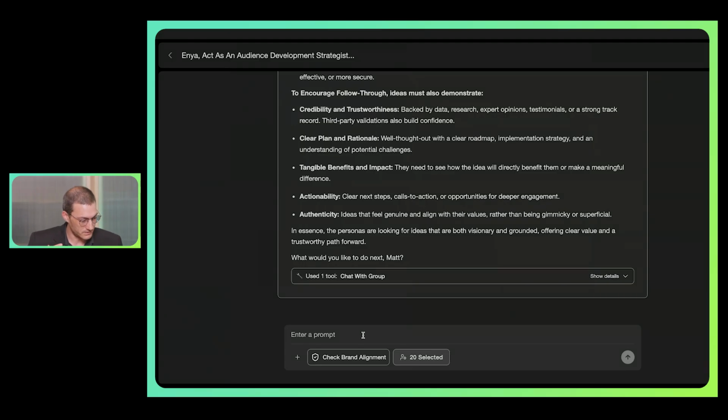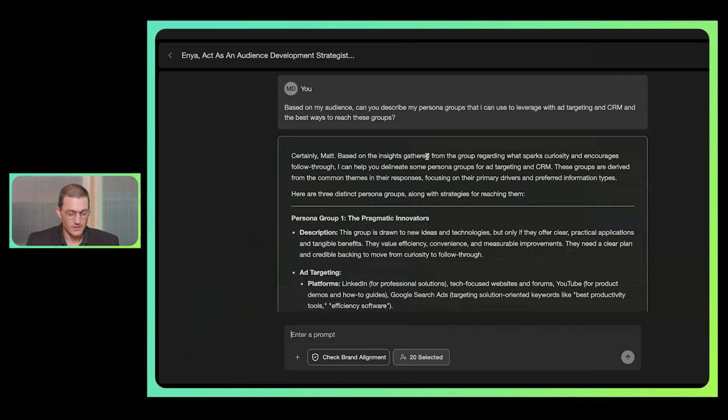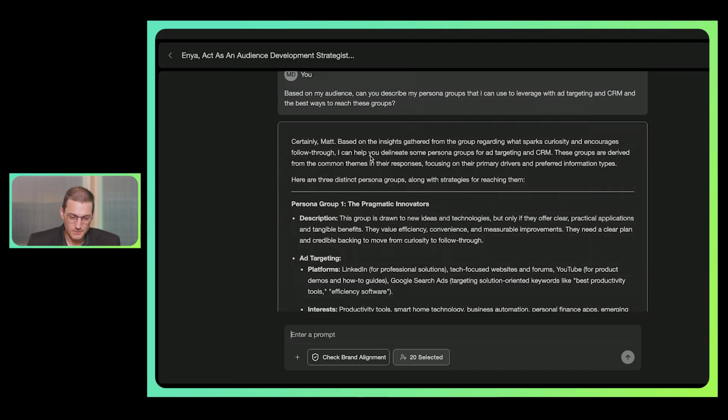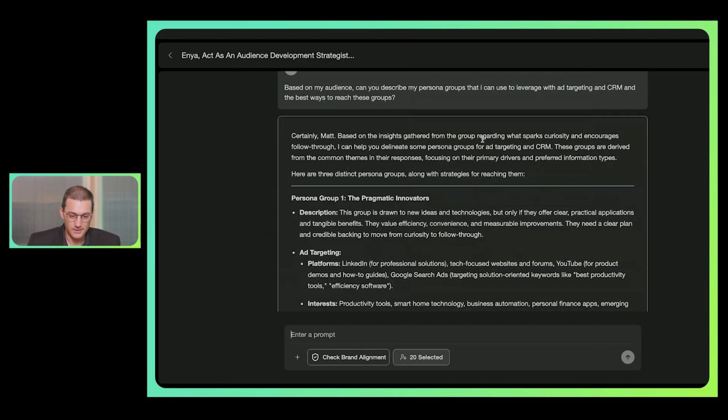I'd love to dive deeper, I think, basing this around how we can leverage these insights, these responses from the insurance personas for ad targeting and CRM. So I asked Enya, based on my audience, can you describe my persona groups that I can use to leverage with ad targeting and CRM, and the best ways to reach these groups? Enya responded, certainly, Matt. Based on the insights gathered from the group regarding what sparks curiosity and encourages follow through, I can help you delineate some persona groups.